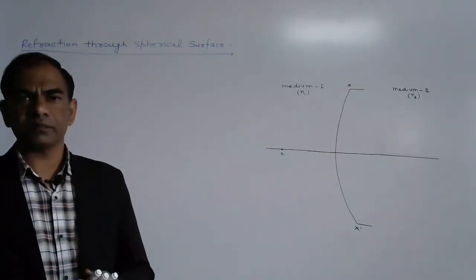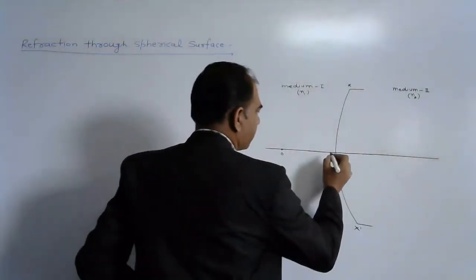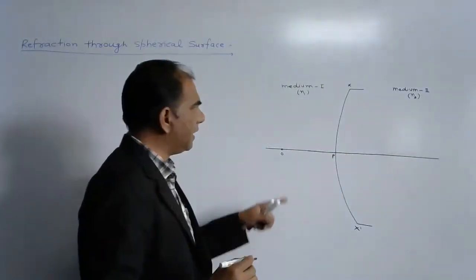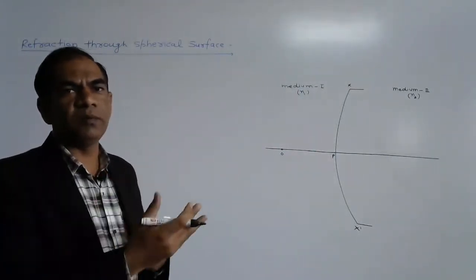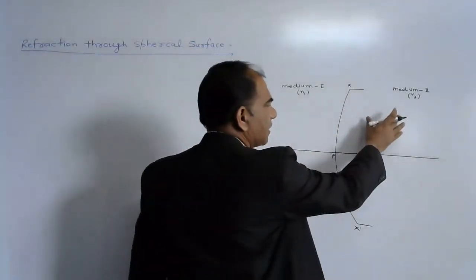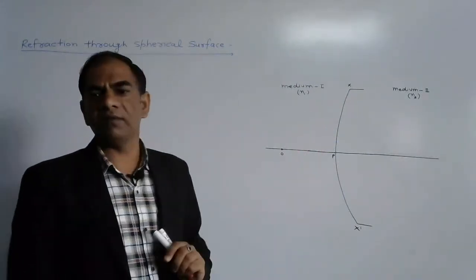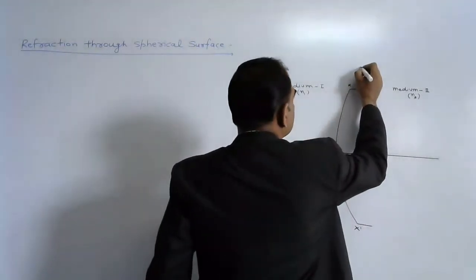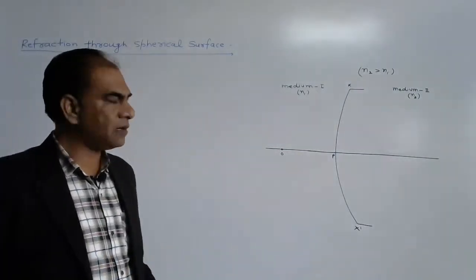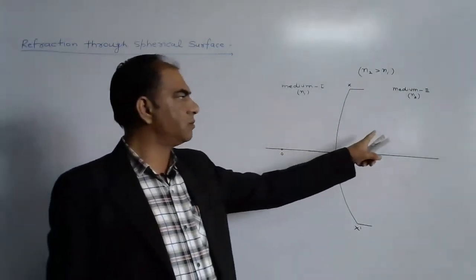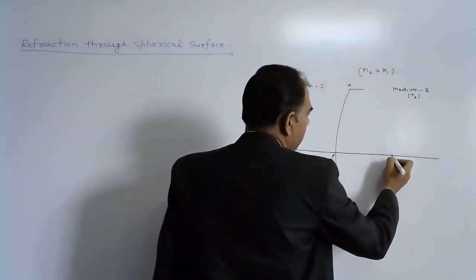We consider XPX' a spherical surface, and this is point P. XPX' is a spherical surface that separates two media. This is the first medium and this is the second medium. The first medium has refractive index n1 and the second medium has refractive index n2, and the condition is that n2 is greater than n1. This condition says that this medium is the rarer medium and this medium is the denser medium. This spherical surface has center of curvature C.